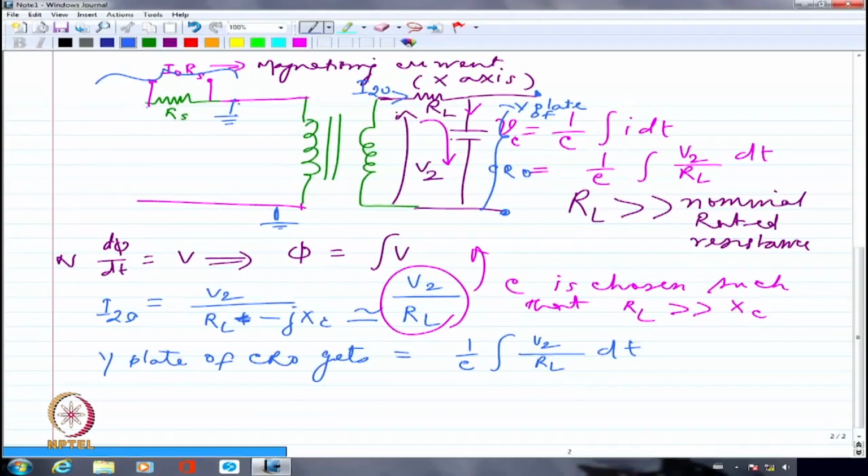That's the reason why the CRO ground is anyway connected to the main ground of the laboratory. I can't help it. That is done already. I can't do anything. That's the reason why we use an isolation transformer here. There will be an isolation transformer at this point. All the isolation transformer does is, it will be a 1:1 transformer.